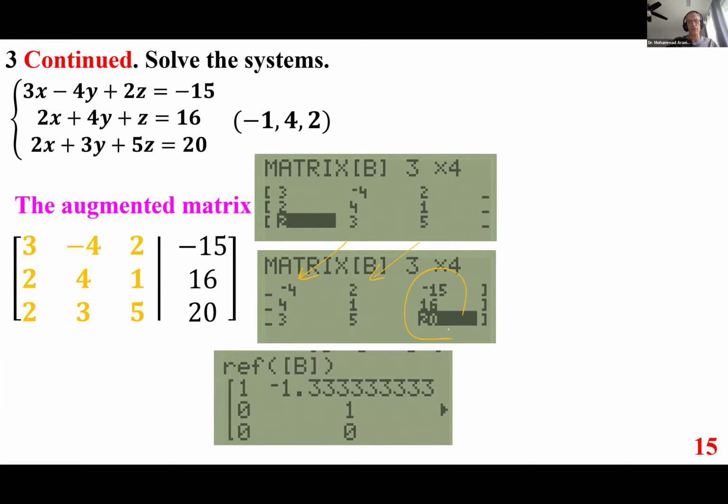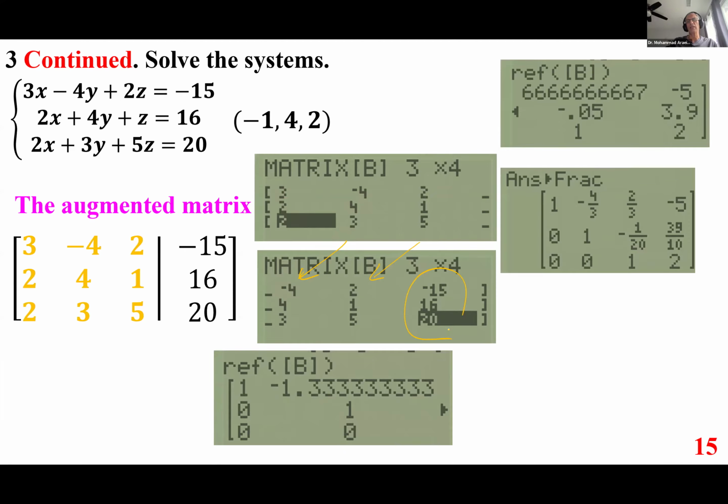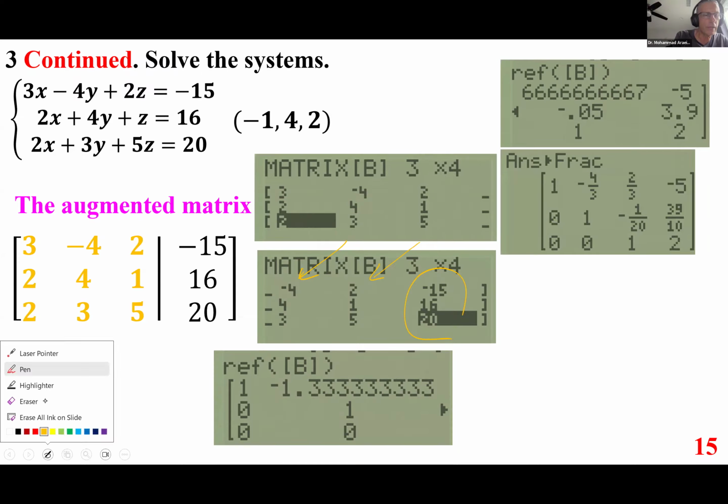Now, REF, and again, there is not enough room. I can show you the second piece and change it to fractions. And we get this one. Please understand, this means 1Z equals 2. So it gives you the value of Z. Back substitution will do the answer.